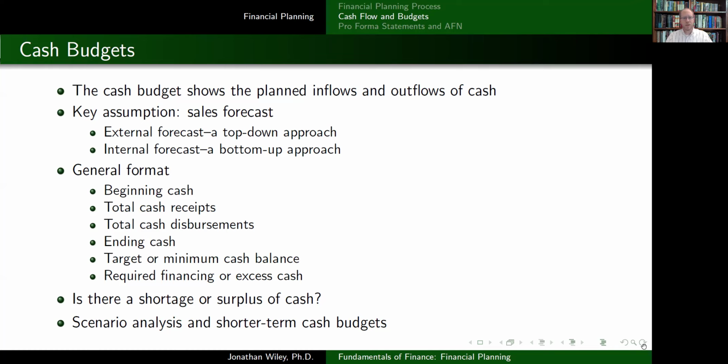Now, in order to do this, you are going to have to make a fundamental key assumption here, and that's going to be your sales forecast, because that is going to affect a whole lot about what you think is going to be going on in terms of cash coming in, because we hope that you are actually getting cash at some point from your revenue, your sales. So if you're trying to figure out a sales forecast, there are a couple different ways that you could arrive at one. You could have an external based forecast or an internal forecast. Let's talk about that a little bit.